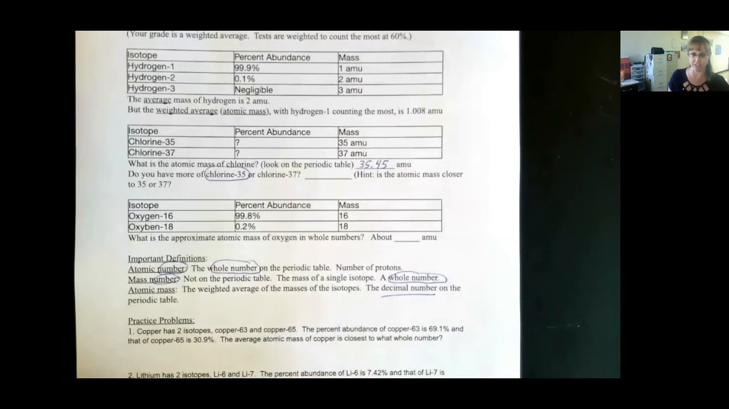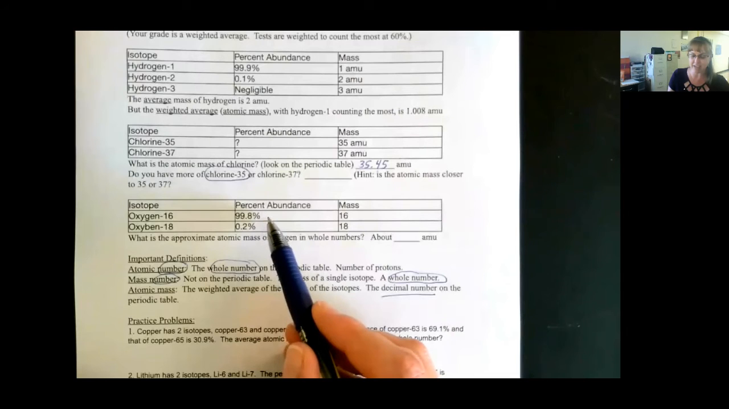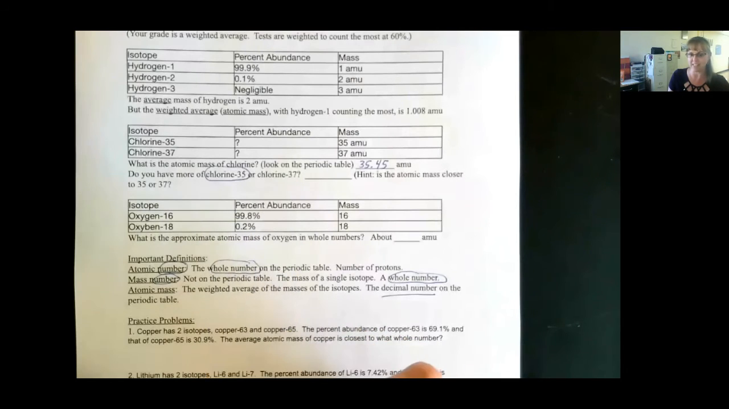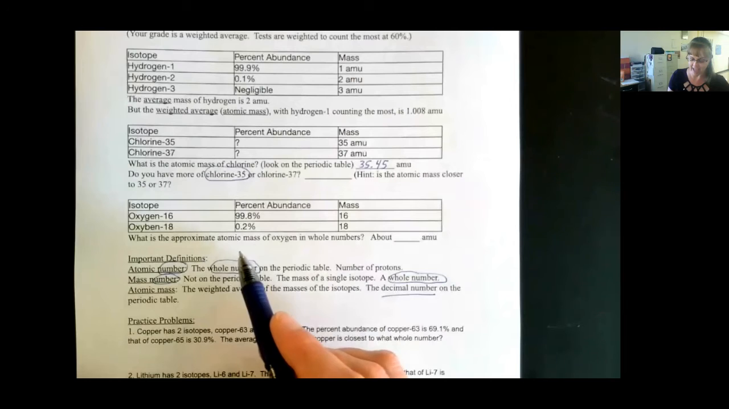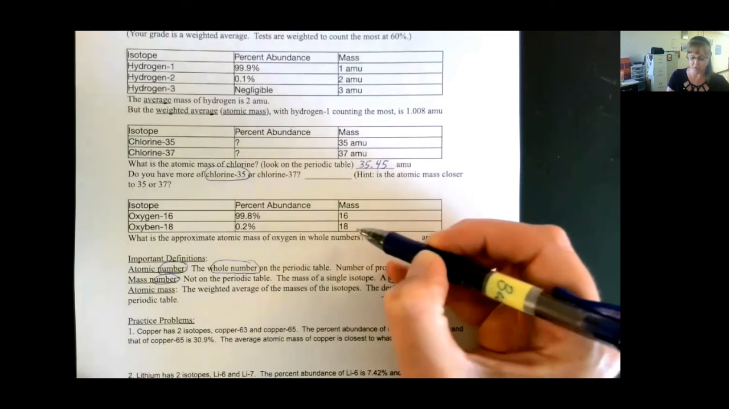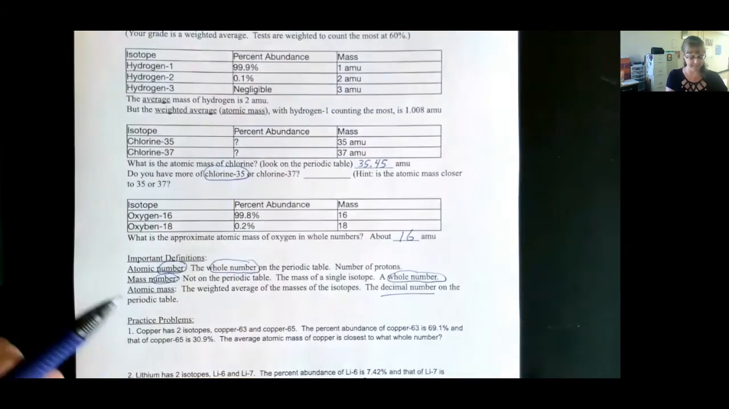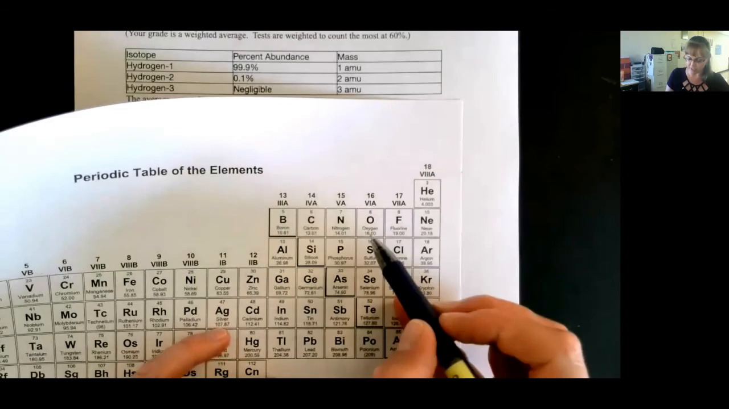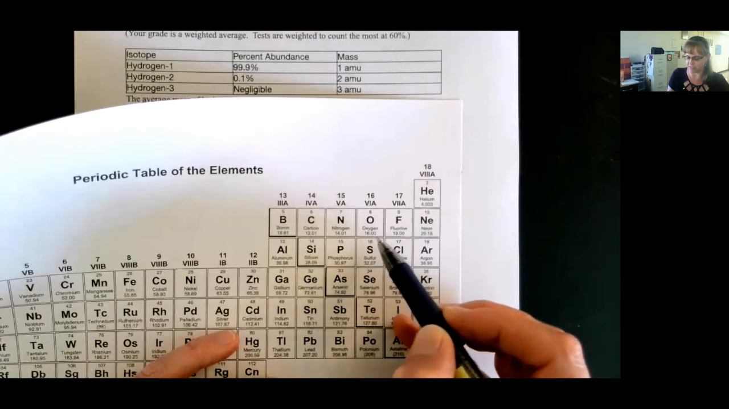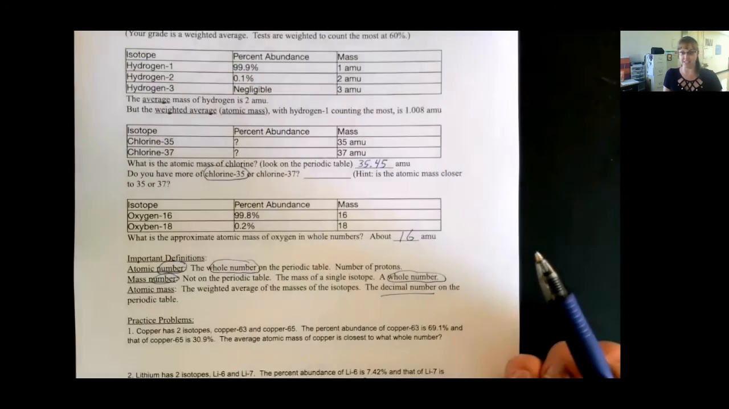All right, what about a backwards question? We have oxygen 16, it has a mass of 16, and 99.8% of the oxygen out there is this isotope. Then 0.2% of the oxygen weighs 18. What is the approximate atomic mass of oxygen in whole numbers? So, is your mass going to be closer to 16 or closer to 18? Well, you have more of this, so it's going to be closer to 16. In fact, when you look at the decimal number here on the periodic table, whoa, 16.00. Now, I'm sure if you went far enough on the decimal places here, you would have a few numbers coming after the decimal. But, wow, it rounds to almost exactly 16.